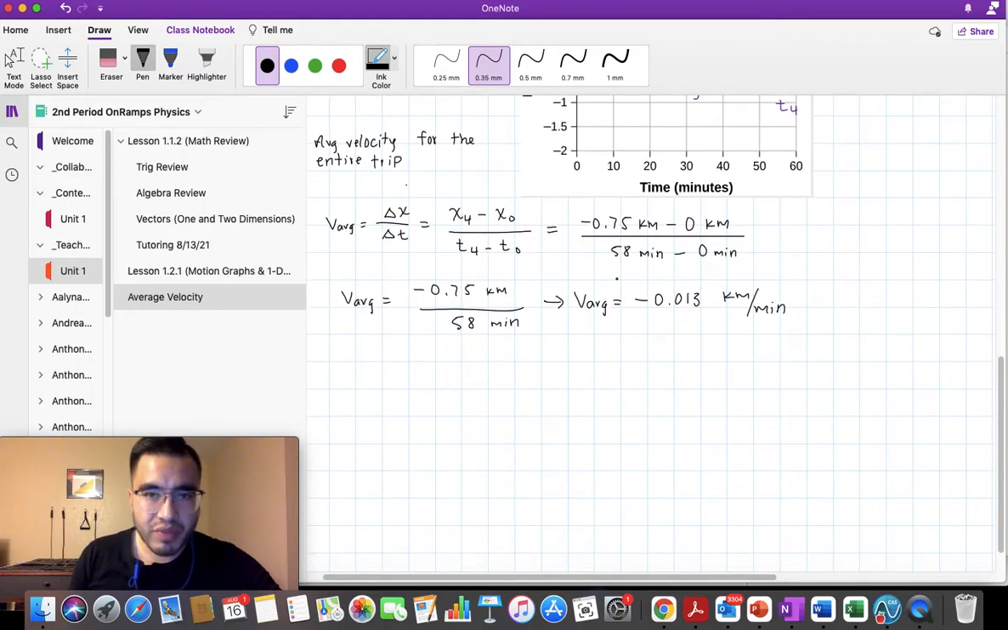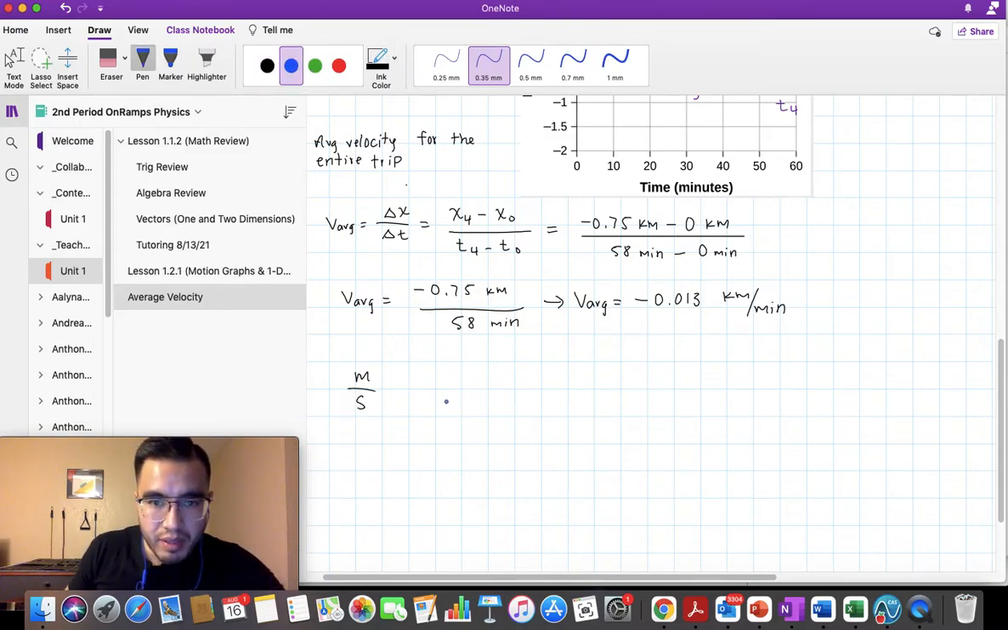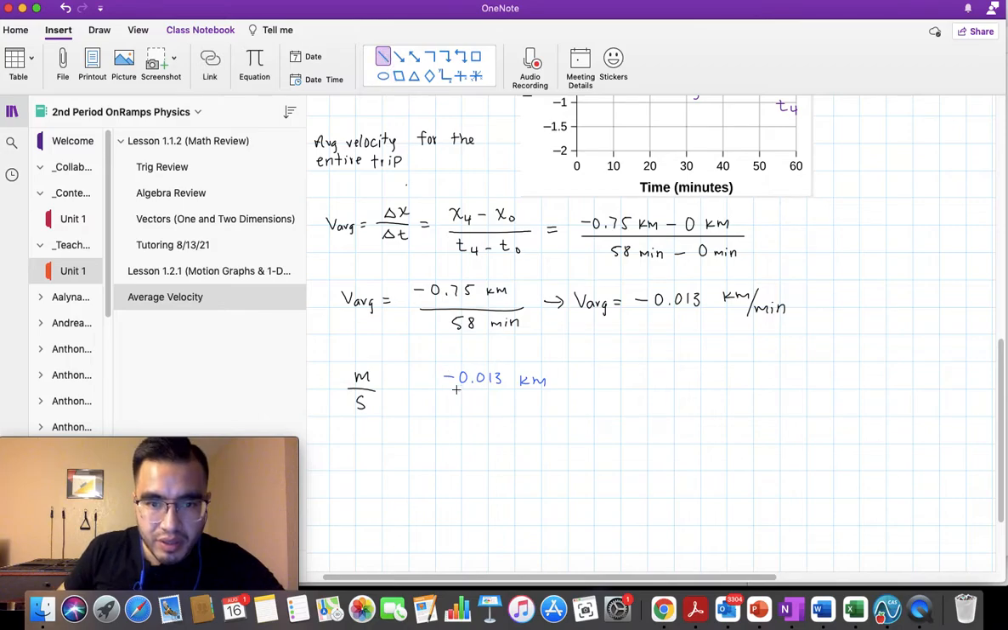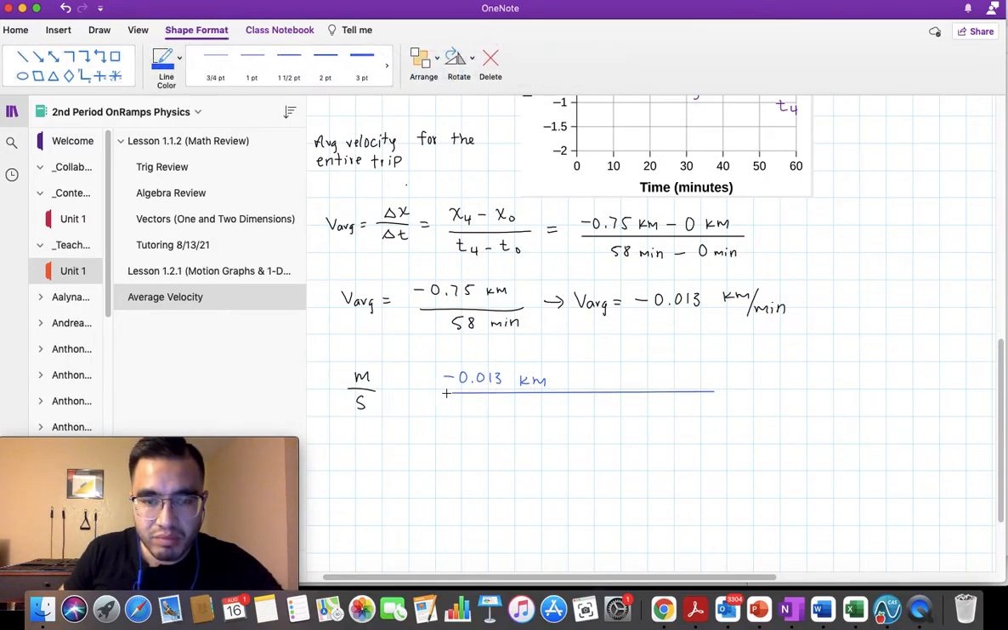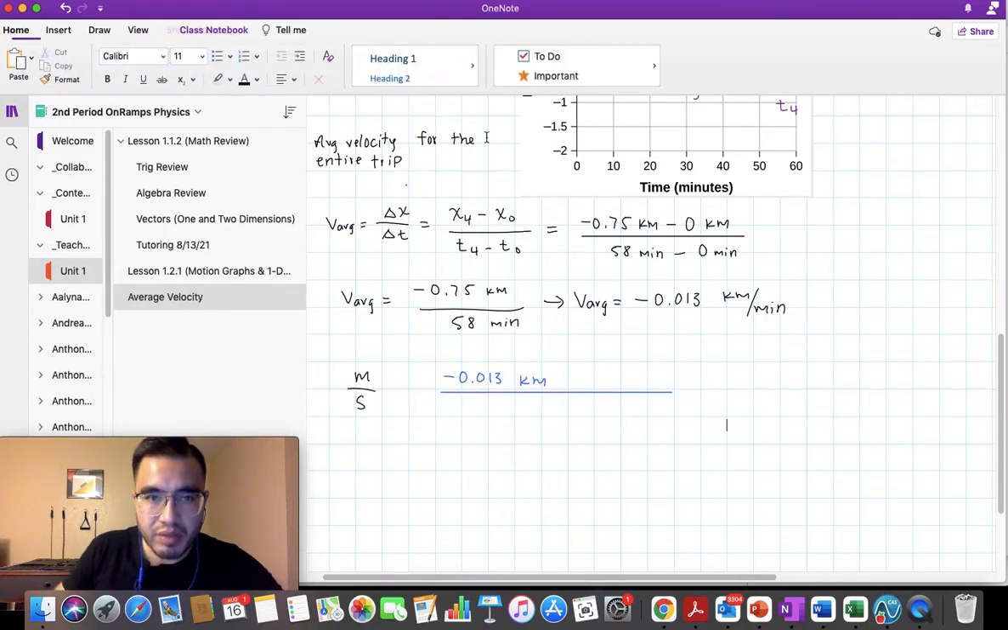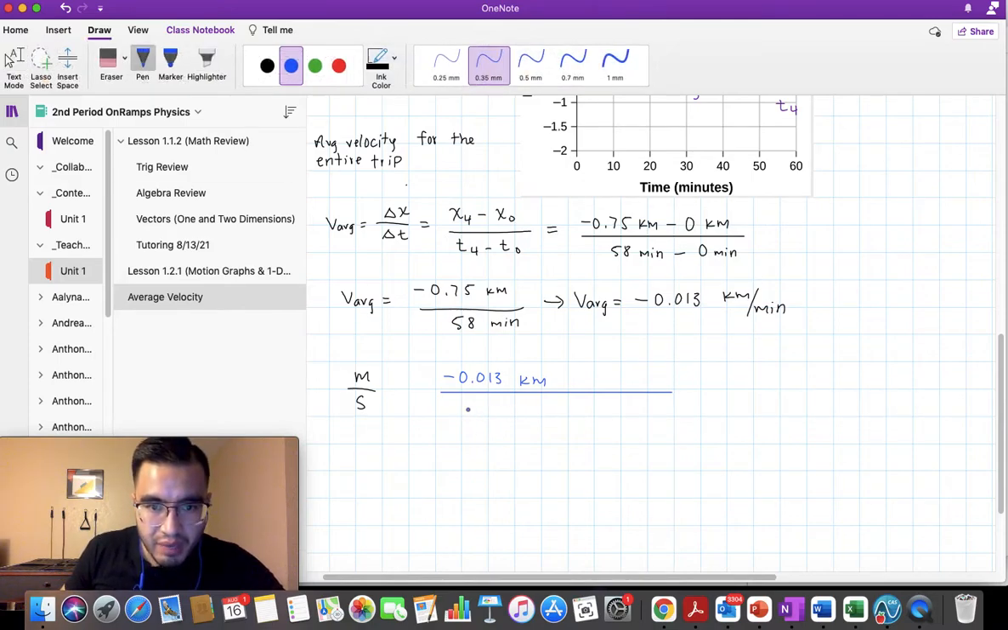Now the last step is just to convert it into meters per second. Don't forget, we write down what we want, and then we write what we have. So we have negative 0.013 kilometers. And let me just start with the t-chart now rather than later. Here you go. And we have 1 minute, right? That's our ratio or rate, kilometers per minute.